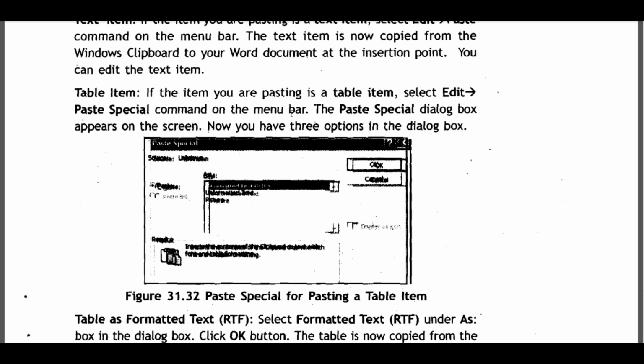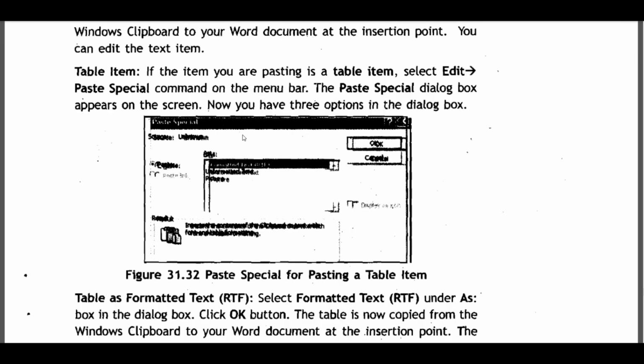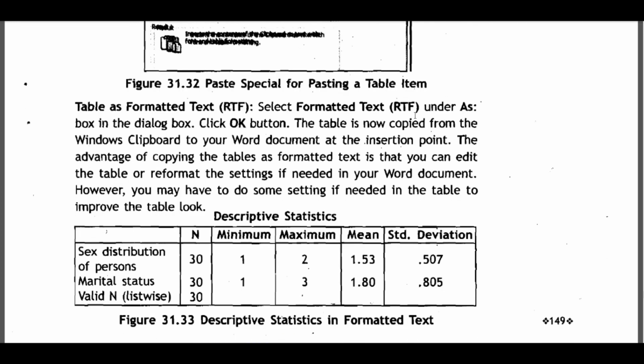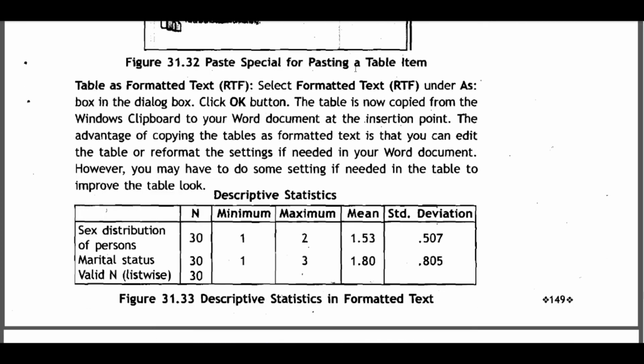Table item. If the item you are pasting is a table item, select the Edit, Paste Special command on the menu bar. The Paste Special dialog box appears on the screen. Now you have three options in the dialog box: formatted text, unformatted text, and picture. Table as formatted text. Select Formatted Text under the As box in the dialog box. Click the OK button. The table is now copied from the Windows clipboard to your Word document at the insertion point.